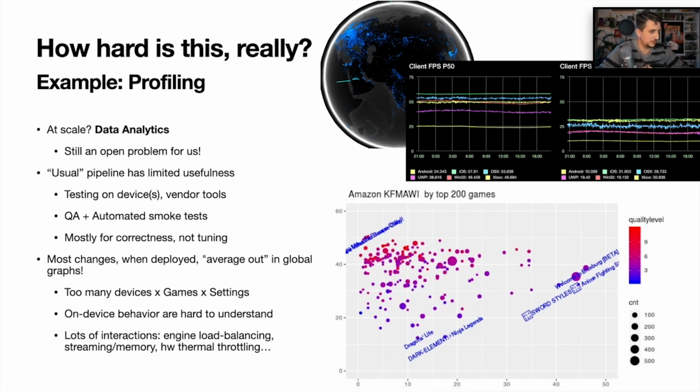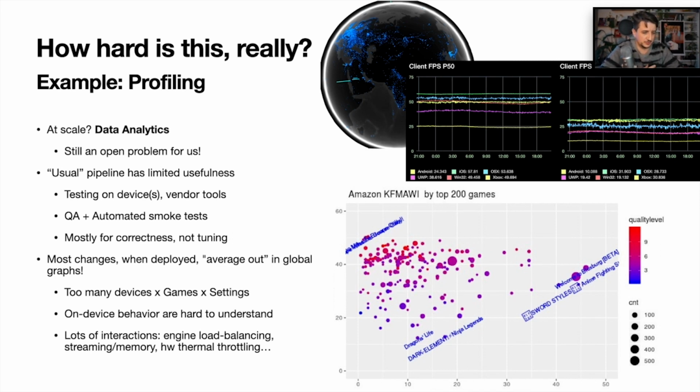for us. Testing on device, using vendor tools, all those kind of things we are very familiar with, has limited usefulness. We do it mostly to test that things work correctly and they are in the right direction. But we have so many different devices, and so many games, and so many settings or contexts for each game. It's really complicated to understand, for most non-trivial changes, what effect they yield on the platform.